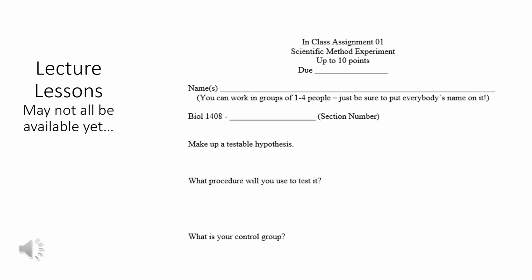If you do work in groups of 4, just be sure to put everybody's name on it. The only thing I ask is don't submit 4 papers with 4 people's names on it. Submit 4 pages each with 1 name, or 1 paper with 4 names. So I'm only looking for 4 people and not 16. There's a spot for your section number. The in-class assignments vary a little bit as to which one we're doing at any given time. We'll talk about this one because it's a little more complicated. We'll have to save some time to talk about it.